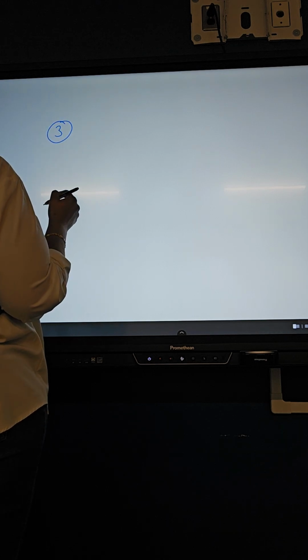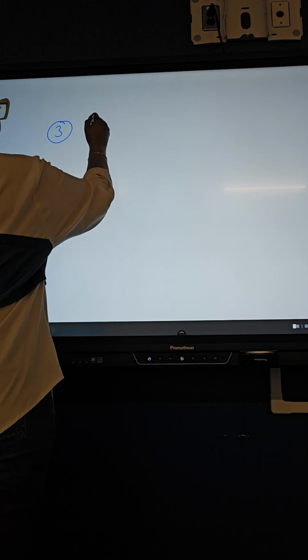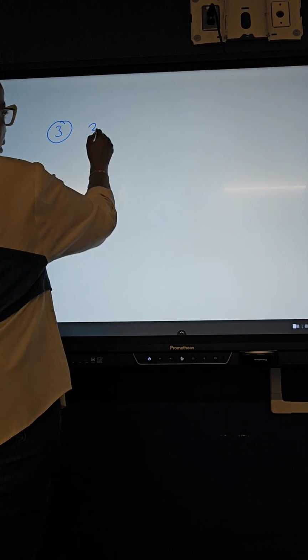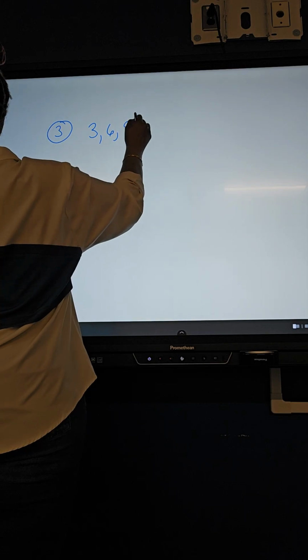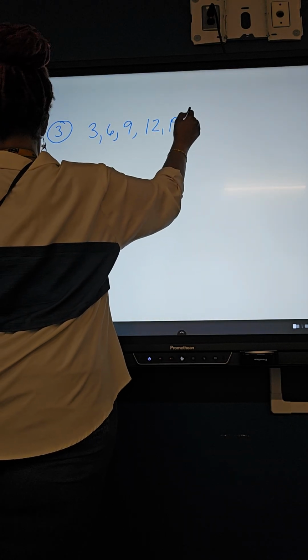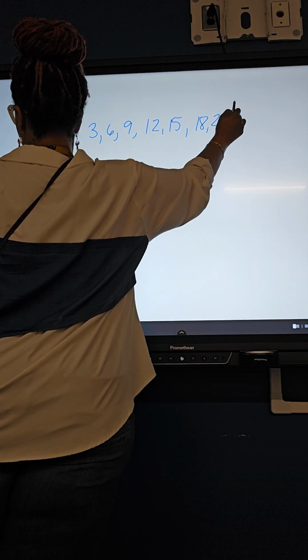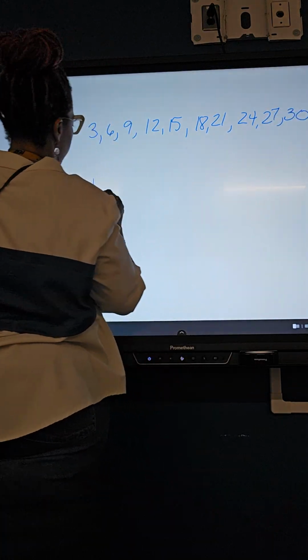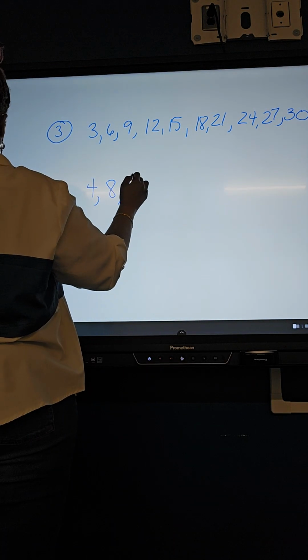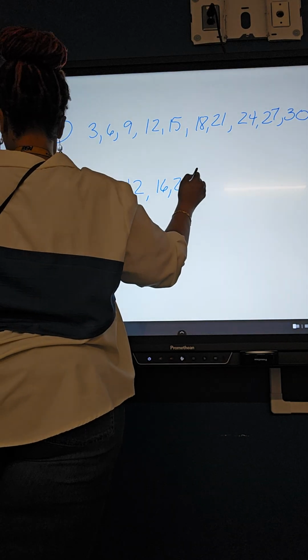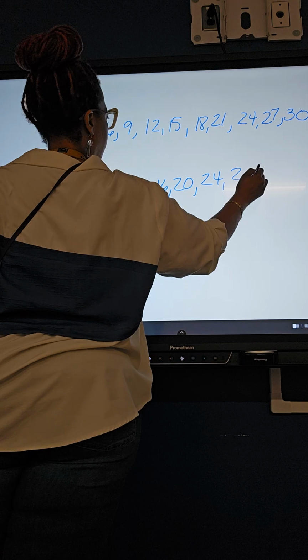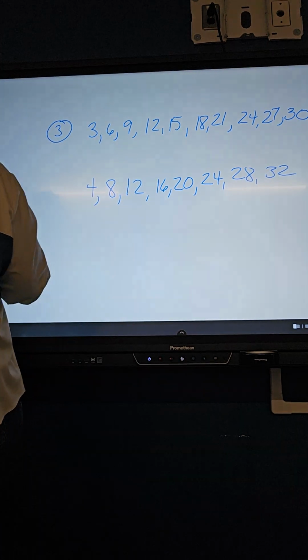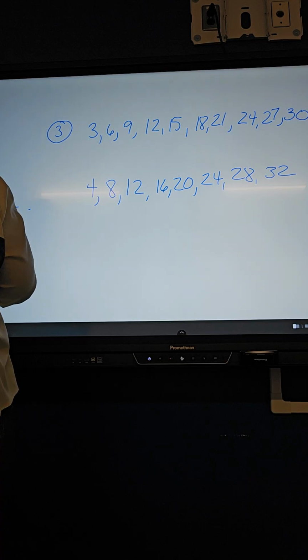That was number 2. Number 3. Number 3 asks for the common multiples of 3 and 4 between 1 and 30. So you write down the numbers 3 and 4, and you skip count. 3, 6, 9, 12, 15, 18, 21, 24, 27, and 30. Okay? Then 4, 8, 12, 16, 20, 24, 28, and 32. 32 is greater than 30, yes, but I just wanted to make sure we got to 30.